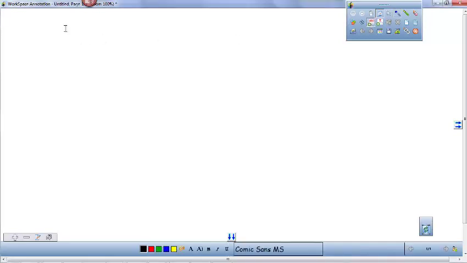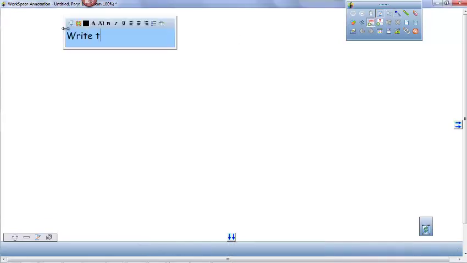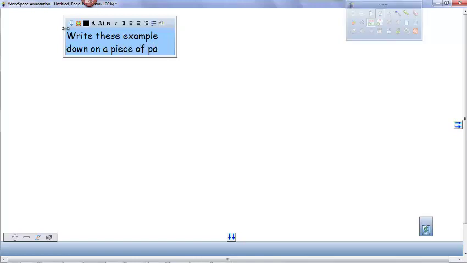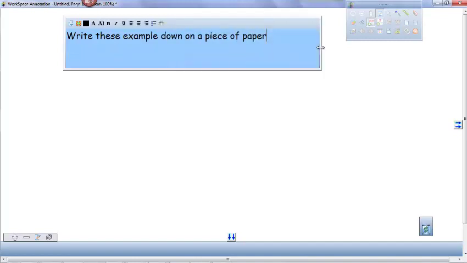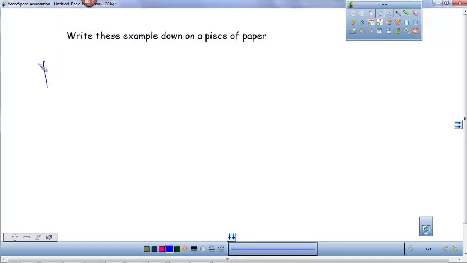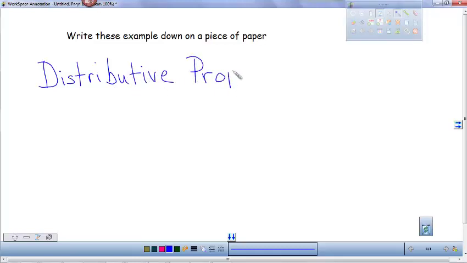Okay, what I need you to do is write these examples down on a piece of paper. So make sure you have a piece of paper. Okay, so we're talking about the distributive property. It's called the distributive property and it's very important for algebra. And it's pretty easy to do.